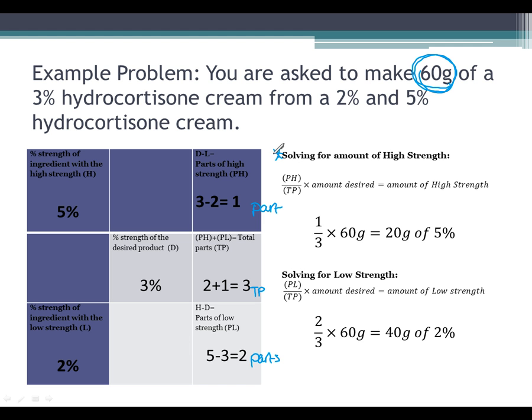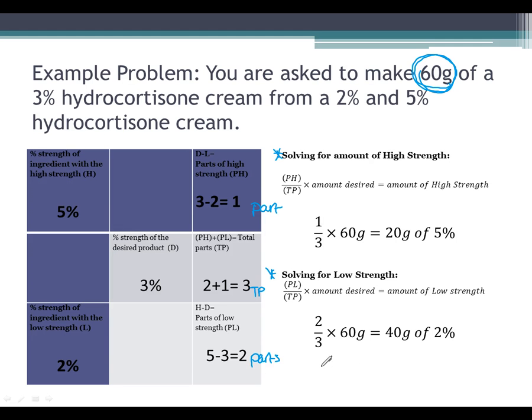When I solve for my high strength, I'm going to take the parts of my high strength, which we calculated as 1, divided by my 3 total parts, which we calculated as 3, multiply that by 60, and that equals 20 grams of 5%. I'm going to do the same thing when I solve for my low strength, except we're going to use the parts of our low strength. So I have 2 parts of my low strength divided by 3 total parts, and I'm going to multiply that by 60 grams. That's going to equal 40 grams of 2%.